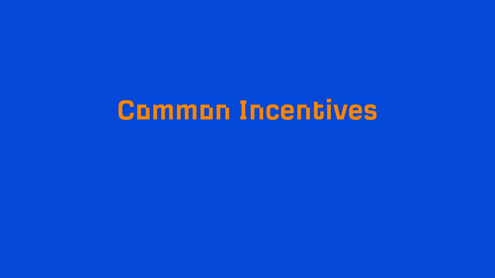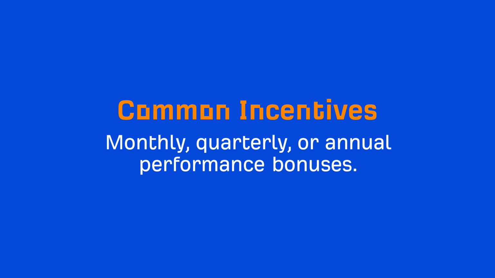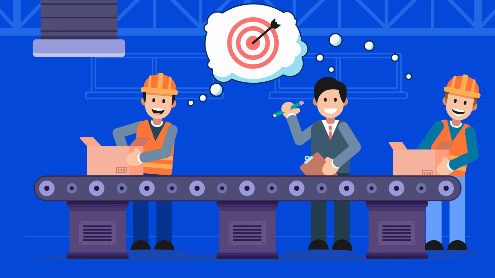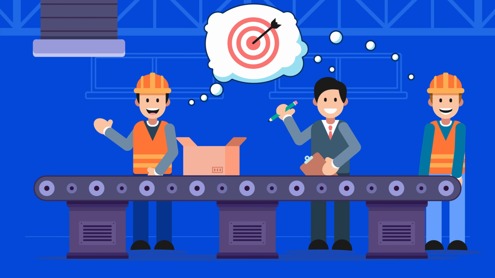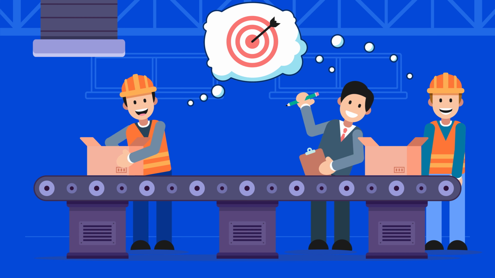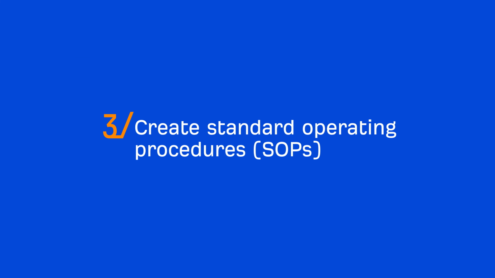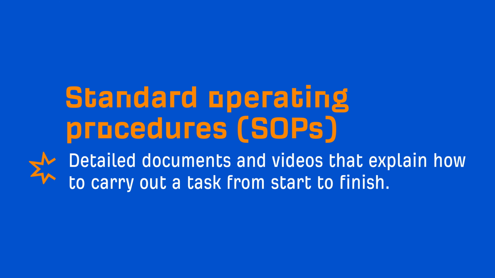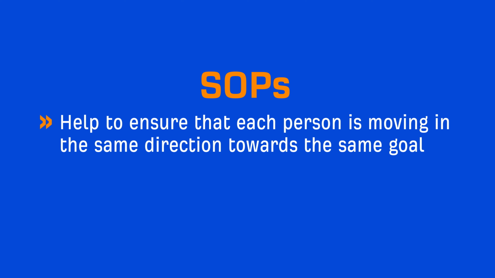A common incentive I've seen companies do is to give their link building team monthly, quarterly, or annual performance bonuses. This can help to further incentivize the team as a unit because each person depends on the other to reach the company's goals. The third component is to create standard operating procedures, or SOPs. These are detailed documents and videos that explain how to carry out a task from start to finish. They help to ensure that each person is moving in the same direction towards the same goal.